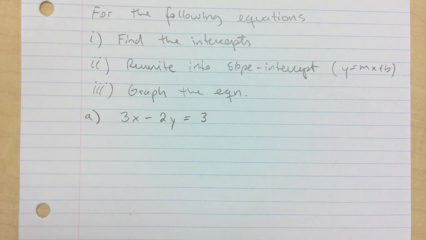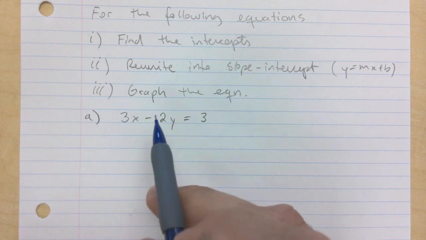So for the following equations, I'm going to give you a bunch. For every single one, we're going to find the intercepts. We're going to rewrite into slope intercept. And we're going to graph the equation afterwards. This is what's going to be very common, what we're about to do here. Except if you could add one more step, we would be using our calculator to double check or find some more information a little faster.